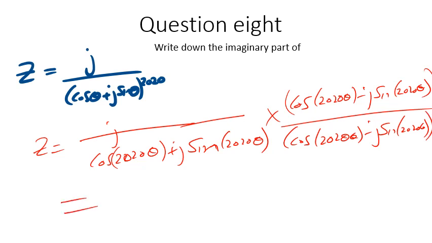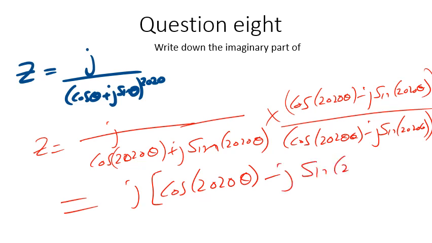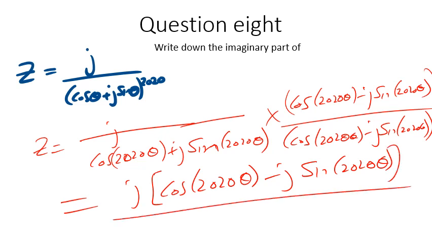So we know the bottom's going to be 1. The top's going to be j into, here comes my beautiful square bracket, cos 2020 theta minus j sine of 2020 theta, all over 1. So they want the imaginary part. What's the imaginary part? So that tells me, let me write it up here.